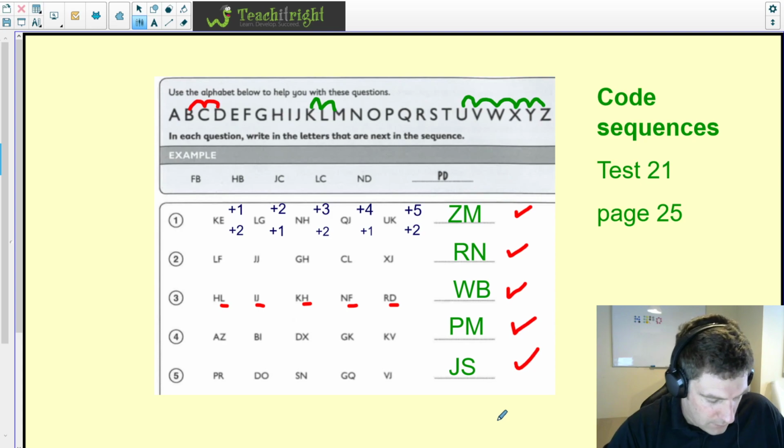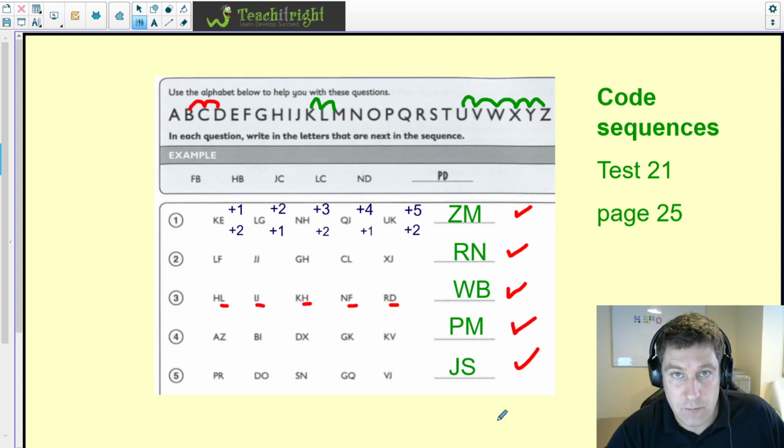We've got PM, and the first letter was +1, +2, +3, +4, +5. The second letter was every other letter, and it went -2, +2. The last one here on this page, which is JS, it went every other letter plus 3.